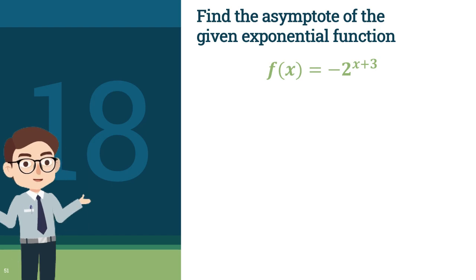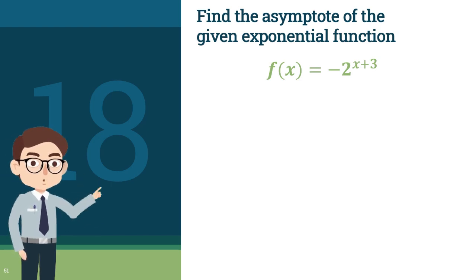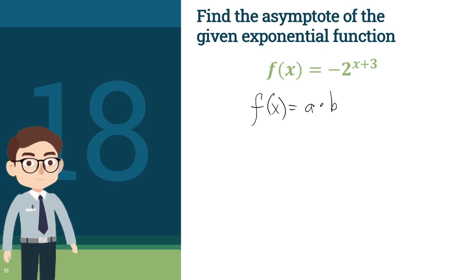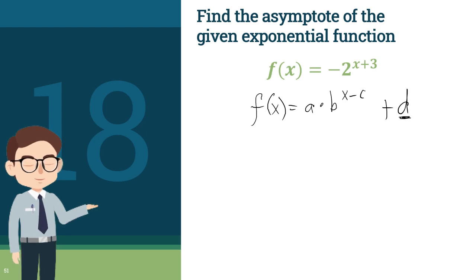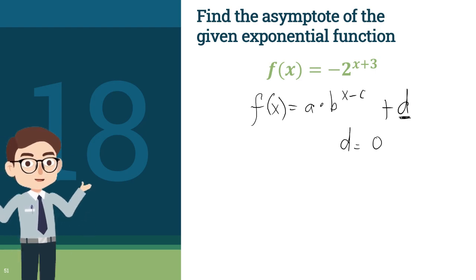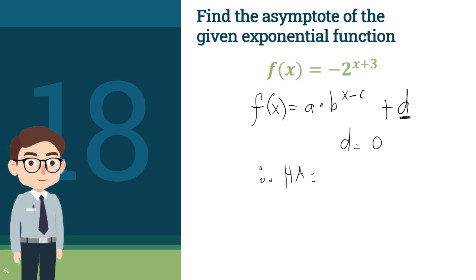Find the asymptote of the given exponential function f of x is equal to negative 2 raised to x plus 3. Since our function is in the form of f of x is equal to a multiplied to b raised to x minus c, plus d, and d is not included in the function, our d is equal to 0. Therefore, our horizontal asymptote is y is equal to 0. And that is our final answer.